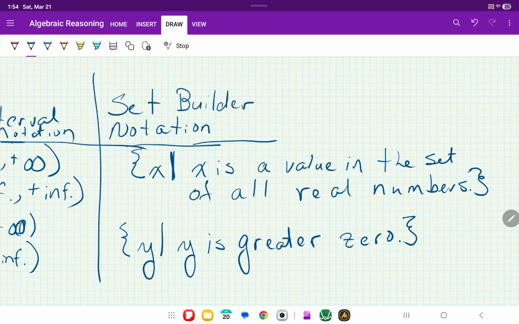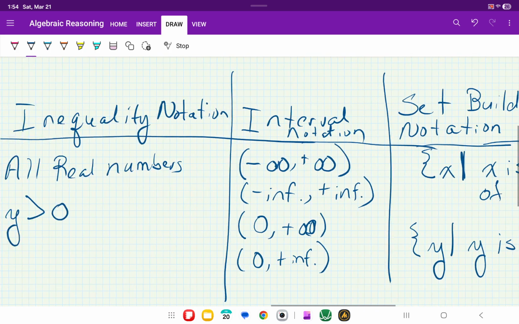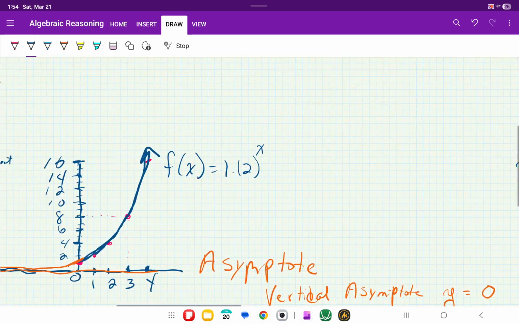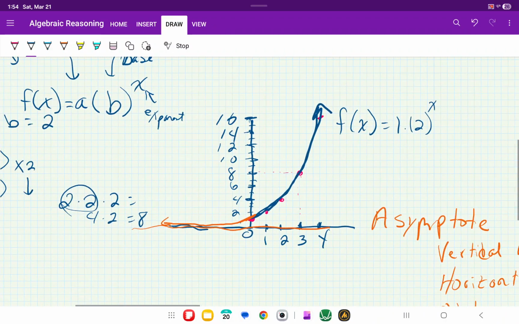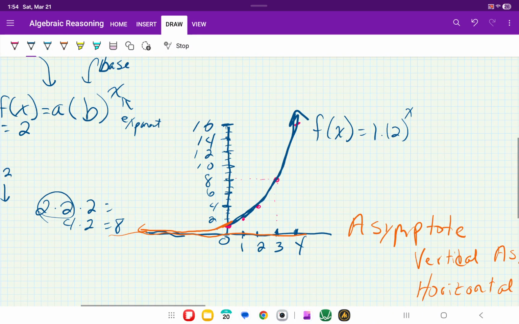So you can use anything to describe it, but that's usually what we do. We could say y is all real numbers greater than 0. Or you could even say y is the set of all real numbers greater than but not including 0. So there's many different ways that you could do that. All right.